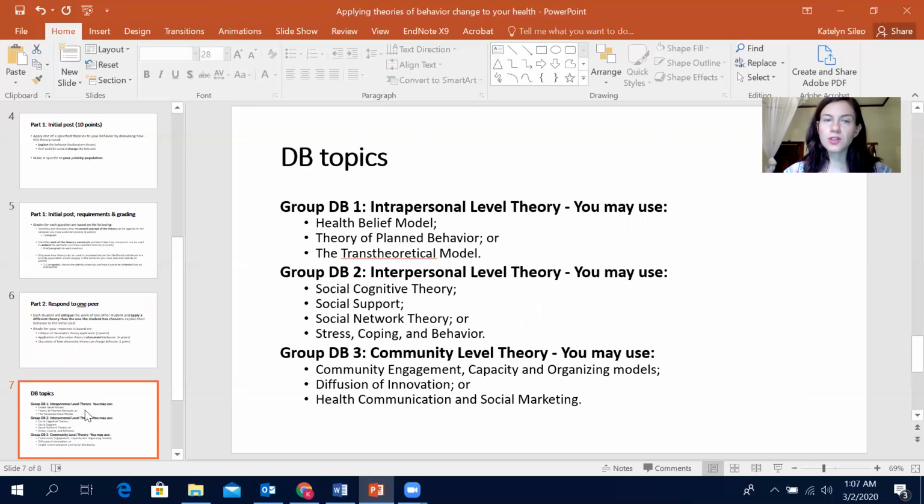Over the 3 different discussion board posts, you'll be choosing one of these theories that we basically just learned about. So for this first one, it's the health belief model, the theory of planned behavior, or the transtheoretical model. You're not going to jump ahead and apply a theory that we haven't learned, or one that you find in the literature that's not covered in this class. It has to be one of those 3.